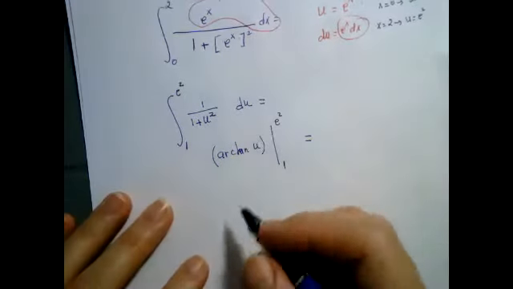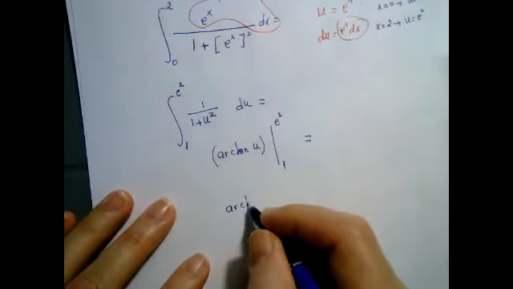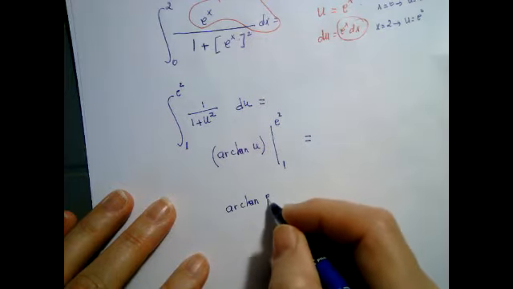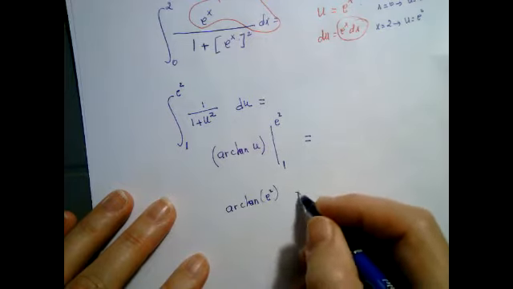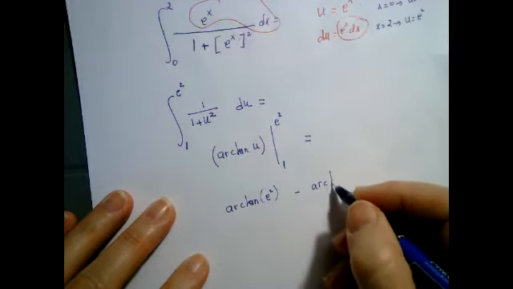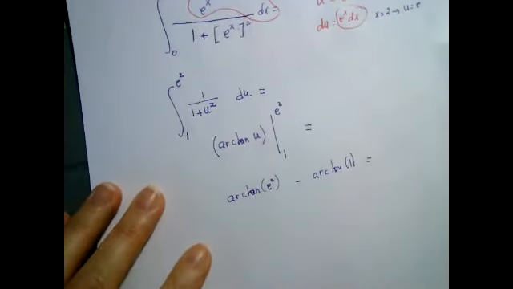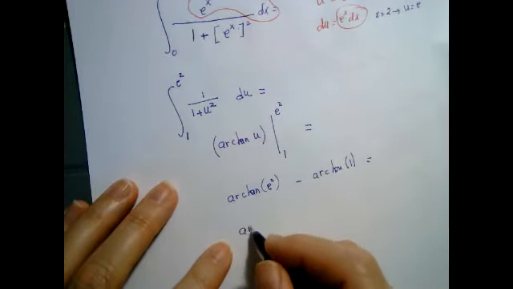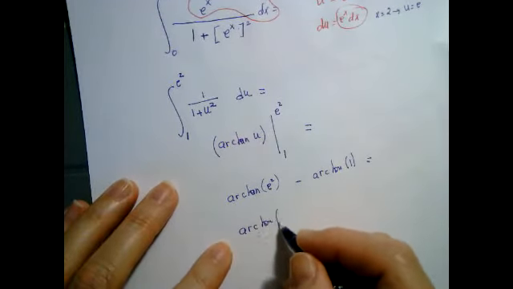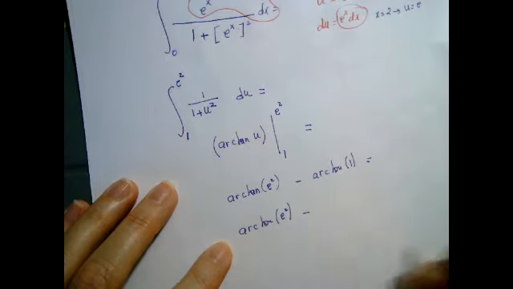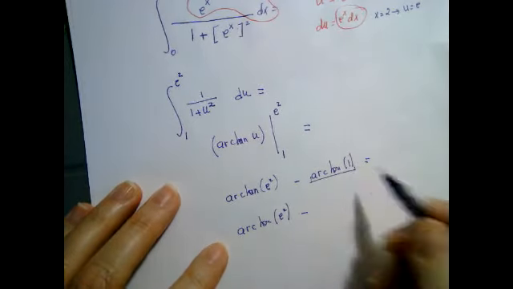So finally, I will get arctangent e squared. I know it's a nasty number, but it is what it is, minus arctangent 1. Now, arctangent e squared, I don't know what it is, and I don't care. I know how to use my calculator. Minus arctangent 1, I should know.